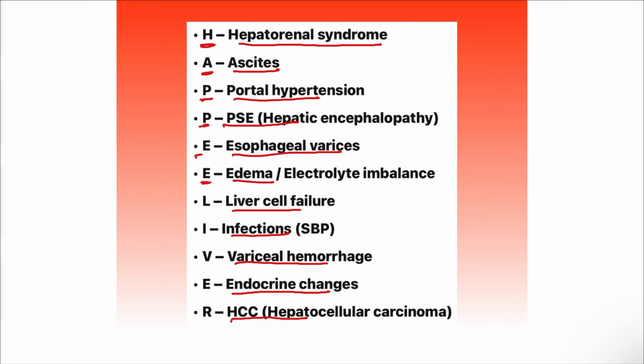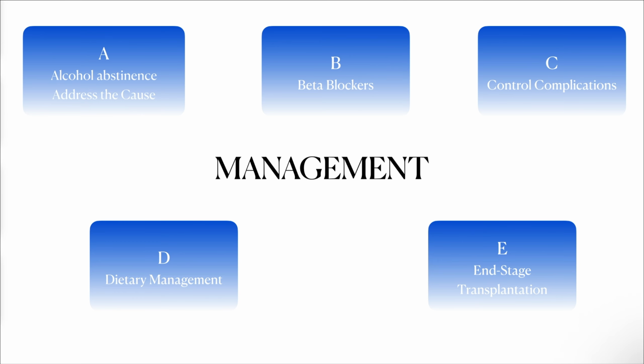So it's important to understand that cirrhosis is the strongest risk factor for hepatocellular carcinoma. So it is the strongest risk factor. Moving on, we've entered the management. So management also, I've given you in A, B, C, D, and E.